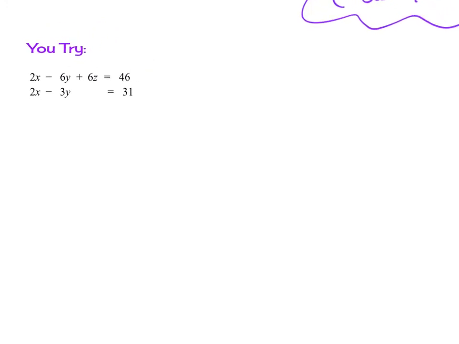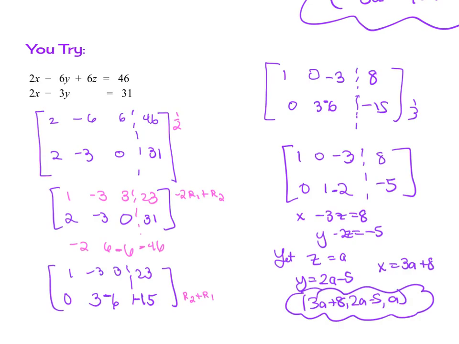So try this example here, a system with infinite solutions. So we tried this system here. You should have gotten 1, 0, -3, 8, and then 0, 1, -2, -5. And so when you let z equal a, you find that x is 3a plus 8, y is 2a minus 5, and z is a.